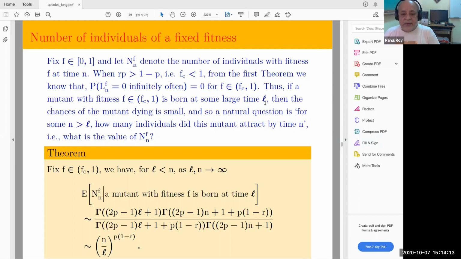And so a natural question is, for some n bigger than L, how many individuals did this mutant attract by time n? In other words, what is the value of n and f? Given that a mutant with fitness f is born at time L, the number of individuals it attracts by time n, where n is bigger than L, and where both L and n go to infinity, is of this form: n by L to the power p times 1 minus r.